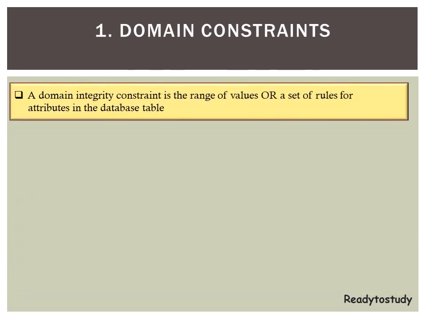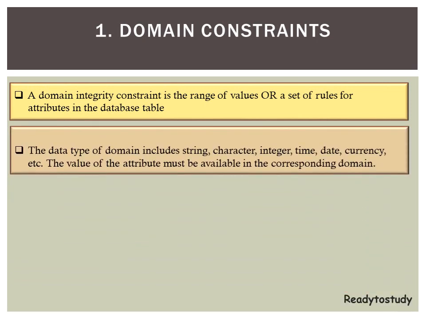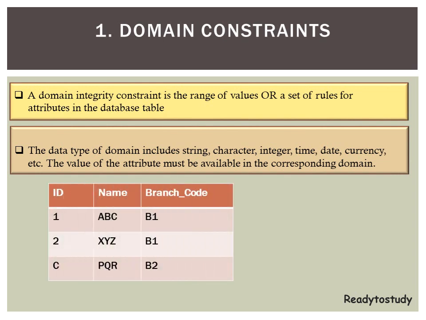The domain integrity constraint is a range of values or a set of rules for attributes in the database table. What is meant by domain? Domain is nothing but the data type which we apply on the attribute. Attribute means what? It is a column. Here is one table, in which there are three columns: ID, name, branch.